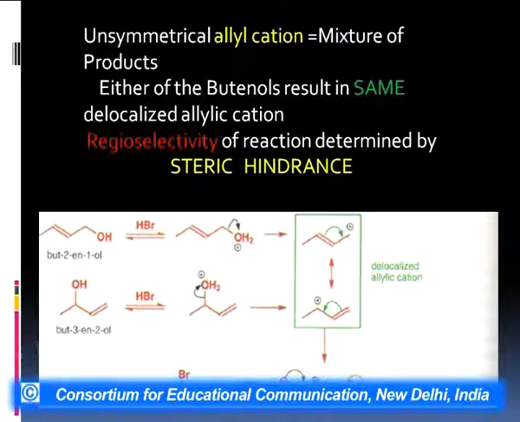So here, because of the allylic carbocation, we are getting two positions. The second thing that we have to take into consideration here is that the substrate that we started with is a primary.